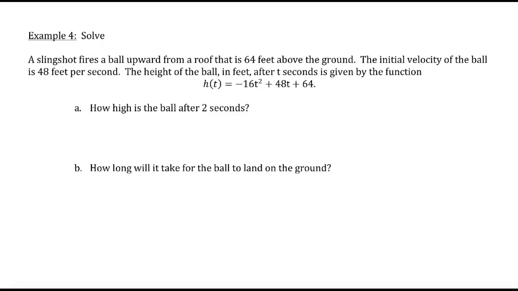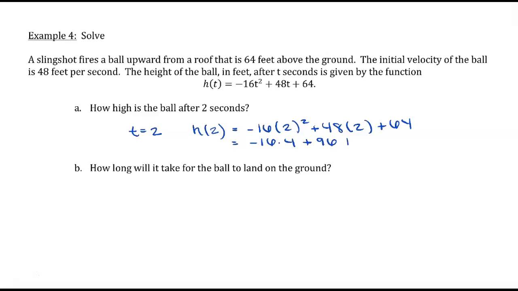Since the function gives us the height of the ball in feet after t seconds, we have that t is equal to 2. With t equal to 2, h of 2, or the height when t is equal to 2 seconds, is equal to negative 16 times 2 squared plus 48 times 2 plus 64. This becomes negative 16 times 4 plus 96 plus 64. This gives us a total of 96 feet. That is, 2 seconds after the ball is fired out of the slingshot, it reaches a height of 96 feet.